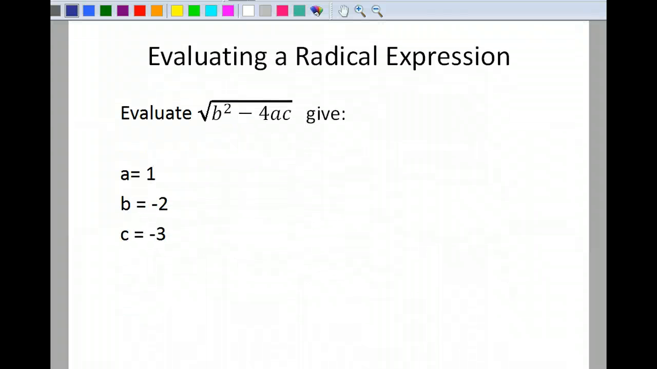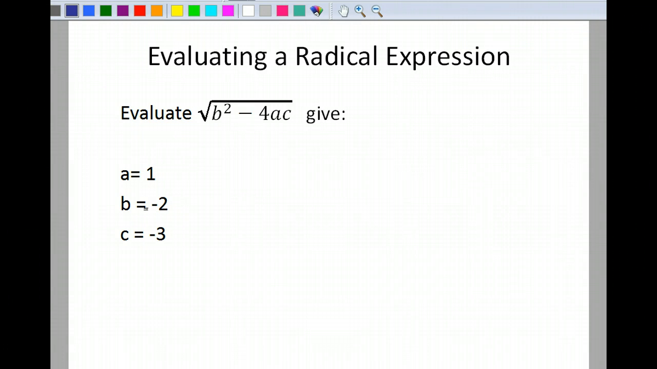Now another thing that we're going to need to be able to do is we're going to evaluate radical expressions. Now b squared minus 4ac should look familiar to you. Okay, when you see that, you should go, oh yeah, that's the discriminant. When I can take the square root of that, I know that whatever polynomial I'm trying to factor, that it'll factor. But we need to make sure that we can evaluate these guys.